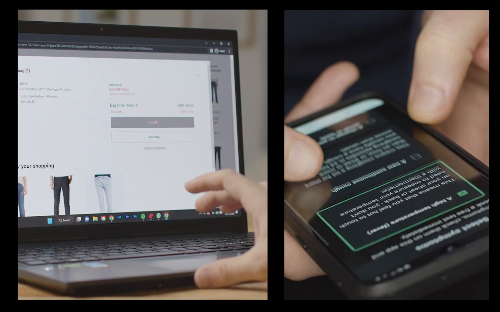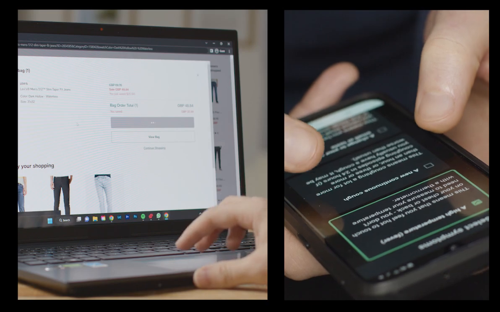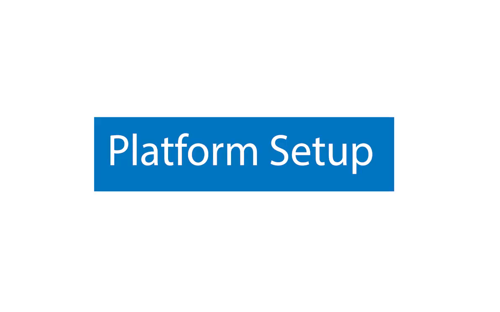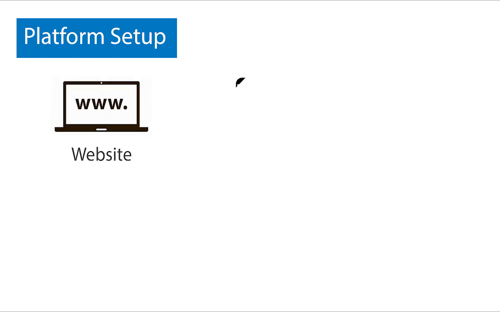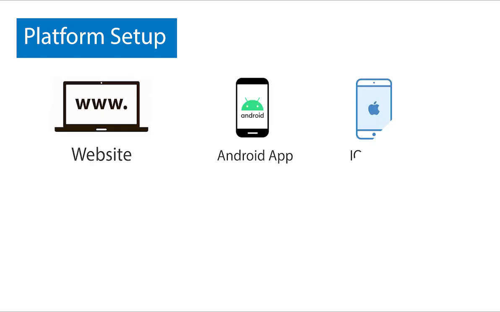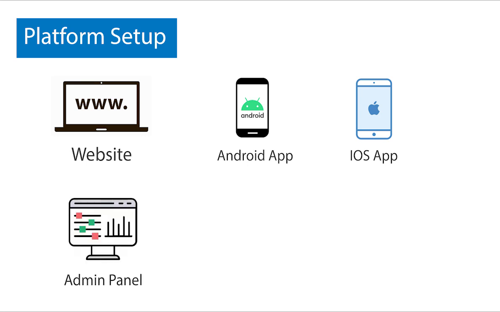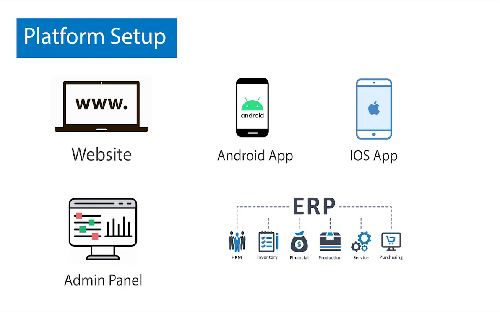Okay. So in case of the platform setup, there are 5 areas to be covered. The first one is the website, then the Android application, then the iOS application for iPhones, the backend admin panel, then integration with your ERP and other services.